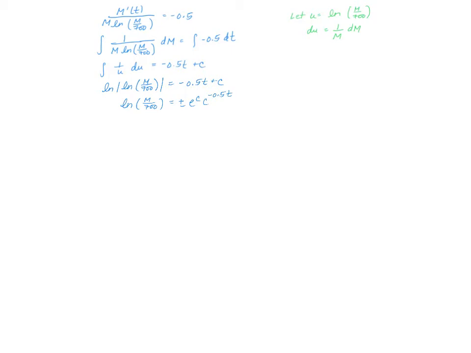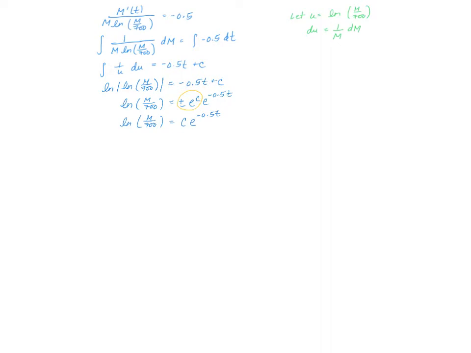Now what I'm going to do is replace the plus or minus e to the c. E to the c is a constant. Plus a constant or minus a constant isn't going to change anything. So I'm just going to substitute all of that. I'm going to put in c. This becomes the natural log of m over 700 equal to some constant c, oops, this is supposed to be e, sorry, times e to the negative 0.5t.